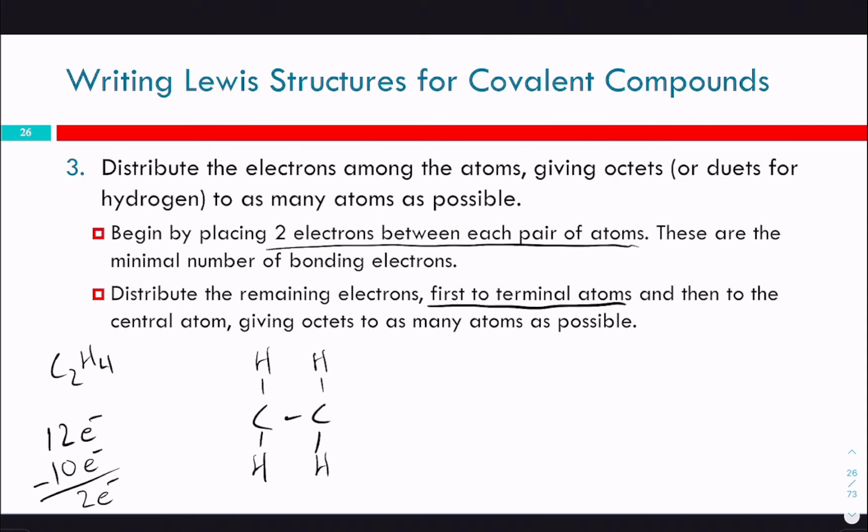So the point I wanted to make here is that we distribute these first to terminal atoms, but only if they need more electrons. All right, so hydrogen only needs 1 bond, and then it's got a duet. So we're not going to add any extra electrons to those. They've already got their octets, so these 2 electrons instead will go to one of the central atoms. So first to terminal atoms if they need more electrons, and then to the central atom, giving octets or duets, when appropriate, to as many atoms as possible.